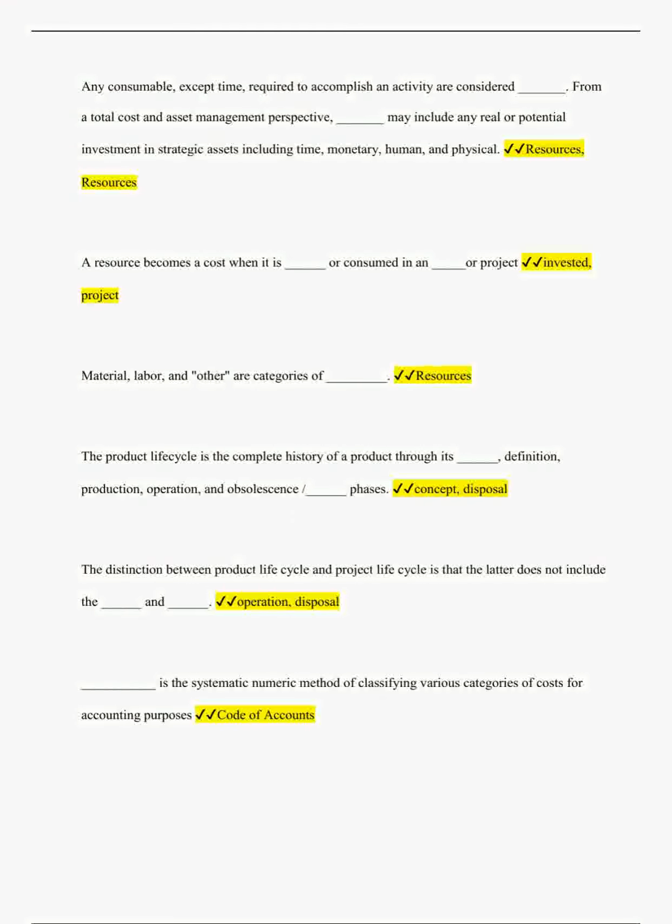Is the systematic numeric method of classifying various categories of costs for accounting. Code of accounts.